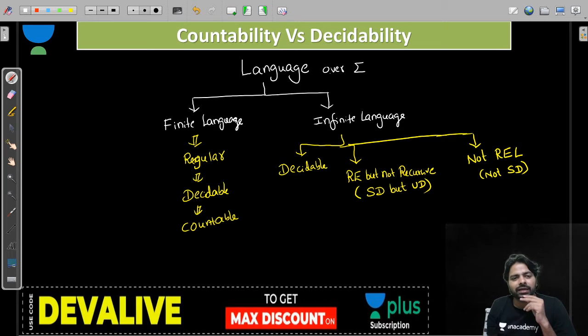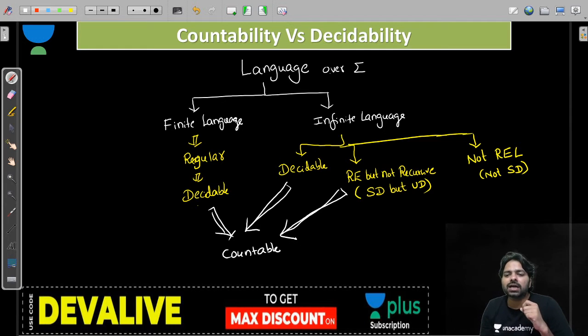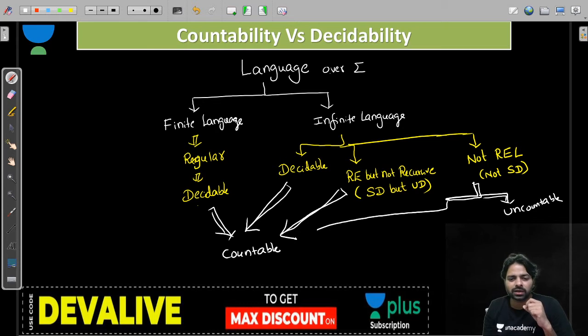Now, which are countable here? Let me write this one. Decidable is countable. This decidable is always countable. Even if it is not decidable, still it is countable. Even if it is not RE, there are two types here. Some are uncountable, some are countable.